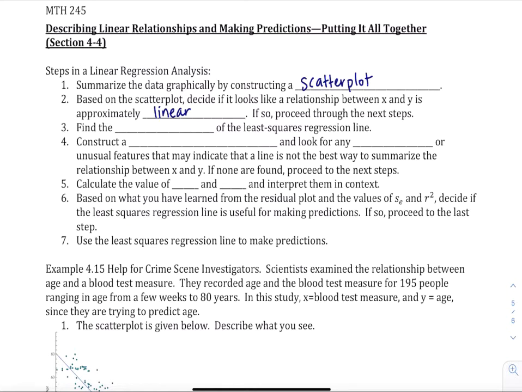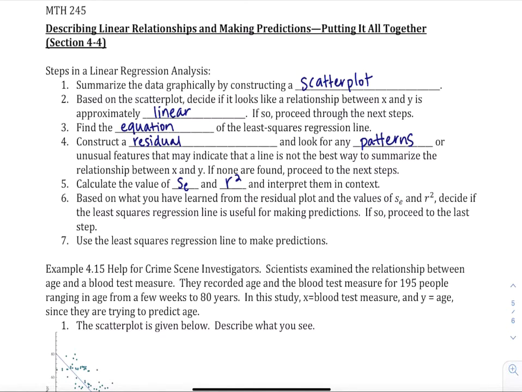The third thing you should do is find the equation of the least squares regression line. After that, construct a residual plot so that you can look for any patterns or unusual features that may indicate that a line is not the best way to summarize the relationship between x and y. If you don't see any pattern, then you can keep going. Then calculate the value of the standard error, SE, and R squared, and interpret them in context.